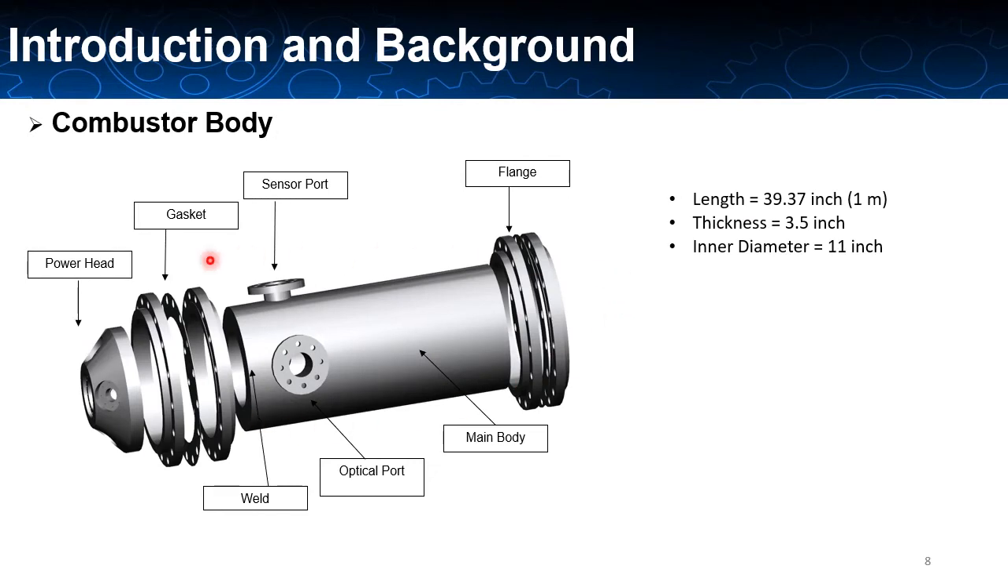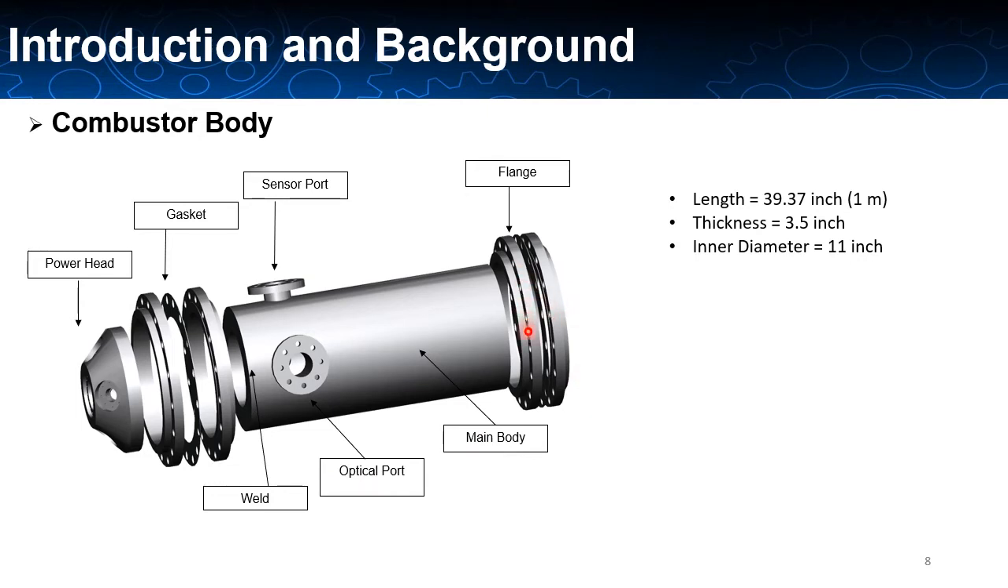That's how the actual combustor will look like after building. It's a pretty huge body. The length is almost 1 meter. The thickness is 3.5 inch. It has an inner diameter of 11 inch, and the whole body will be made of stainless steel 410.